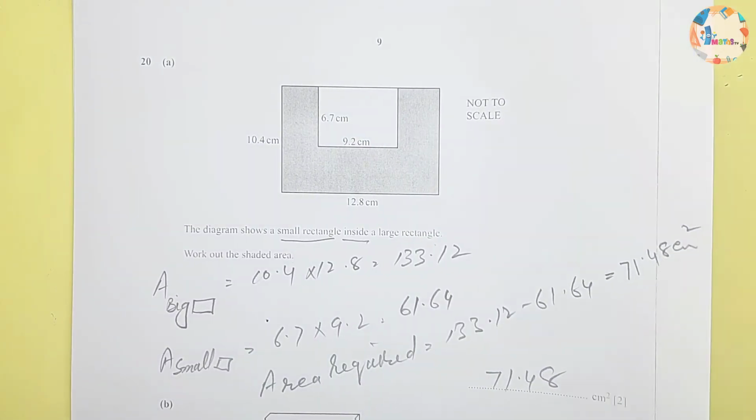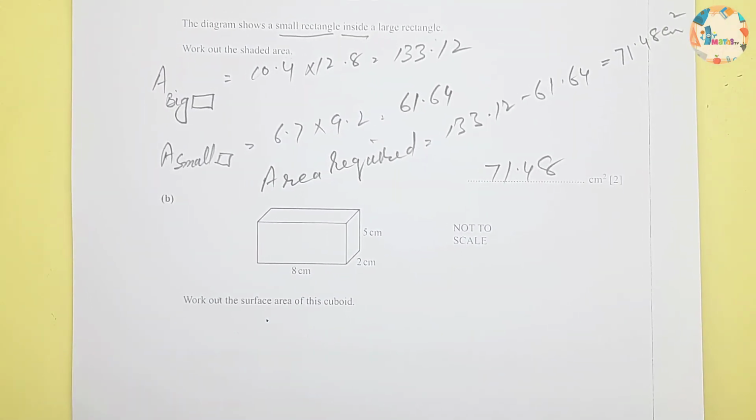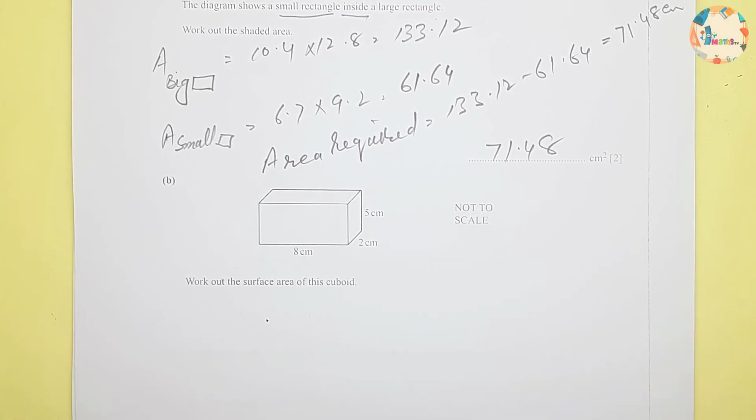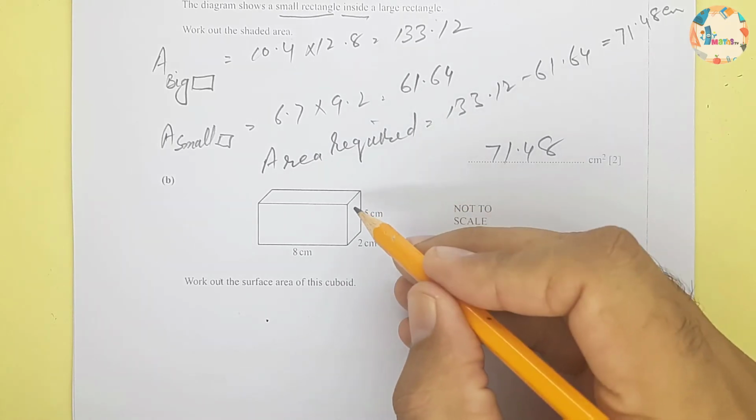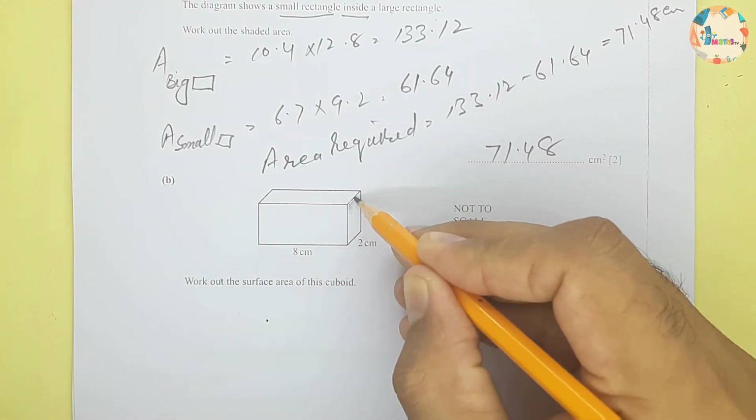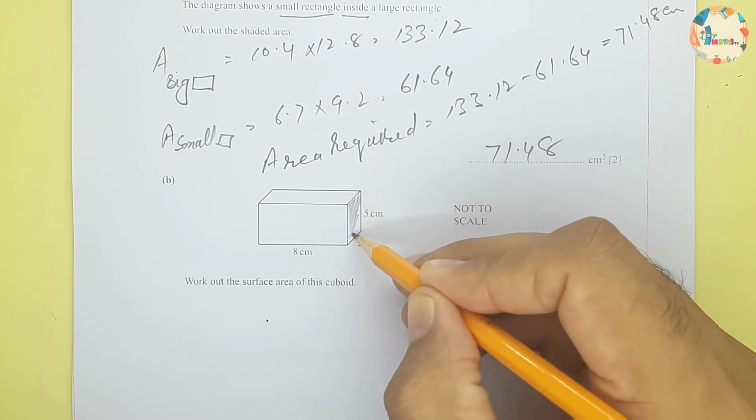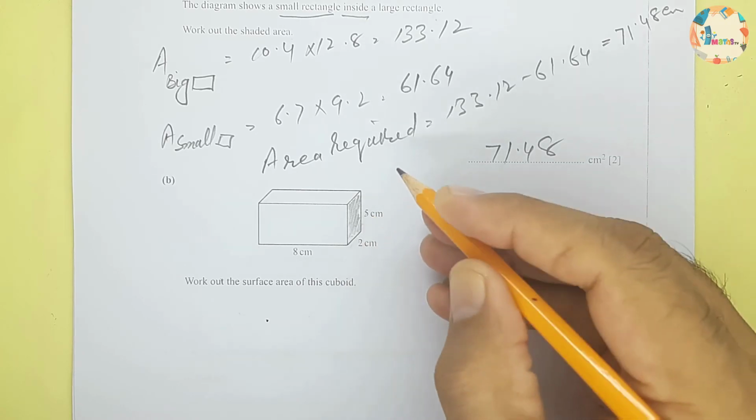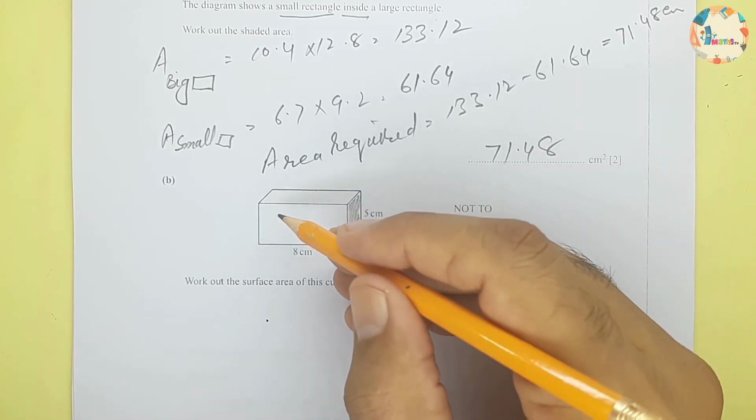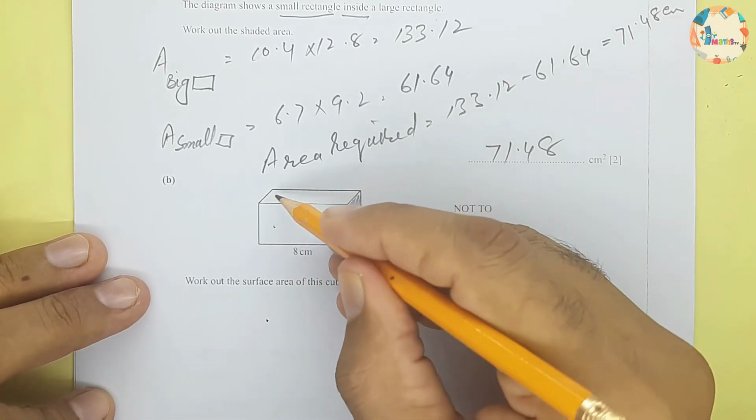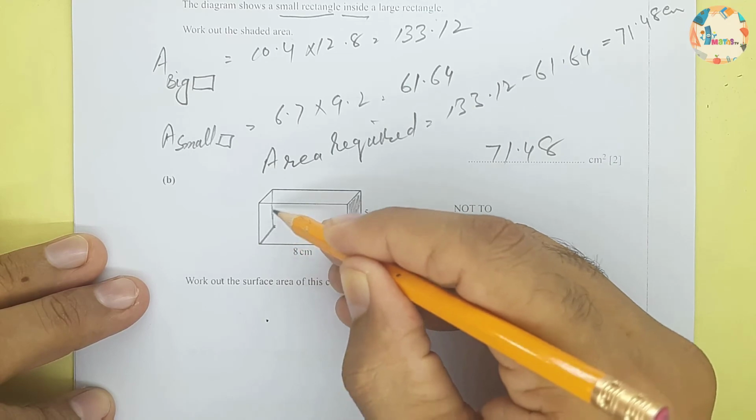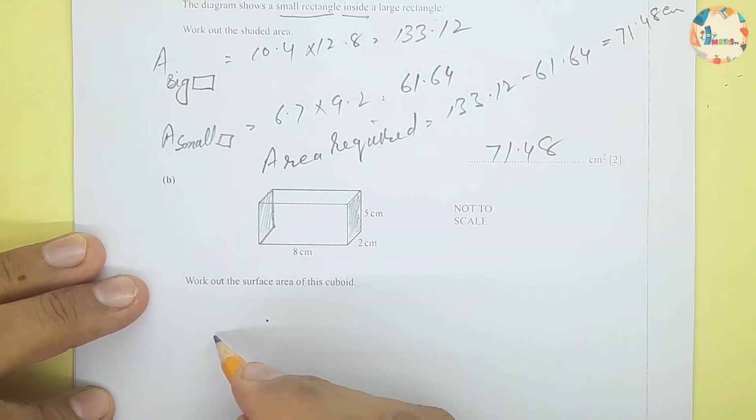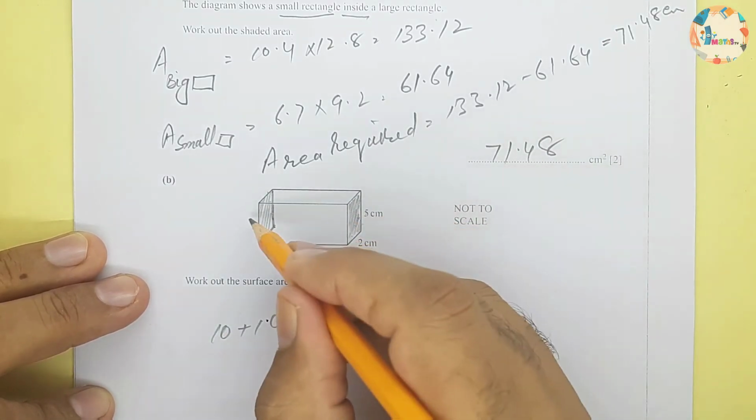Hopefully you understood this question. B part, this cuboid is provided, and we have to work out the surface area of the cuboid. So first of all, we will calculate the surface area of this side, which will be 5 into 2, which is 10. So this side will be 10, and there will be an opposite side also, which will also be 10. So this will be 10 plus 10, this side plus this side.